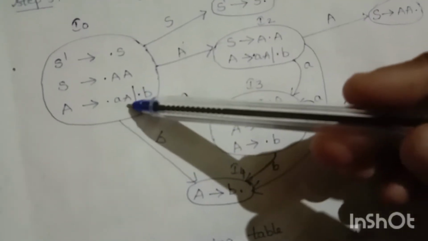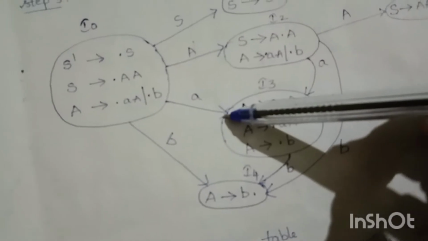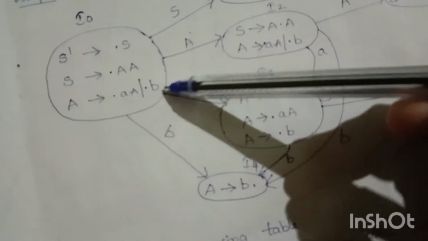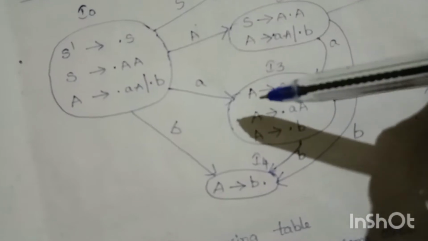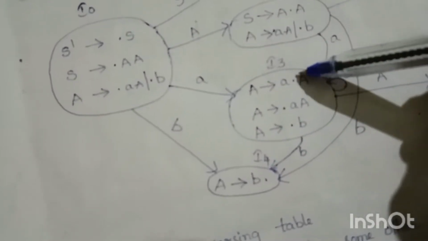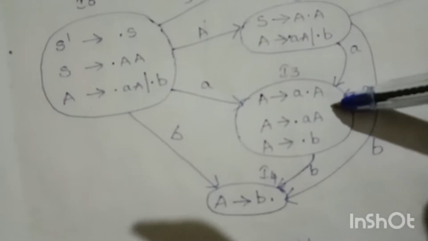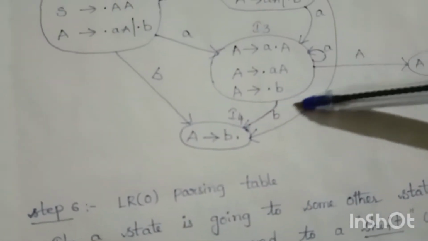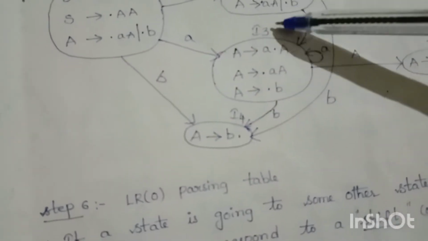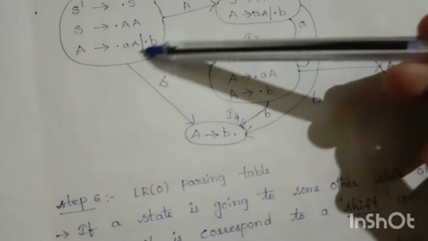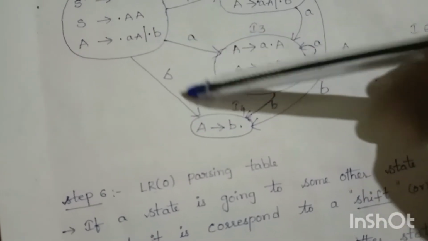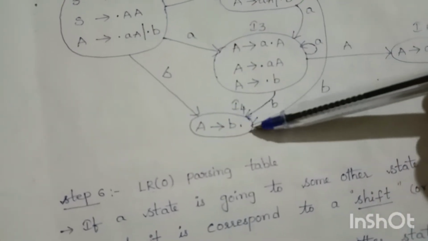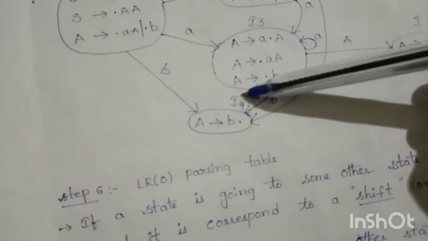And next, on symbol small a, it becomes A tends to a dot A. So after the dot, we have a non-terminal A. So whatever productions we have for capital A, we need to write: A tends to dot aa, A tends to dot b. So this we are considering as state I3. Next, on symbol small b, it becomes A tends to b dot. So this I am writing as state I4.